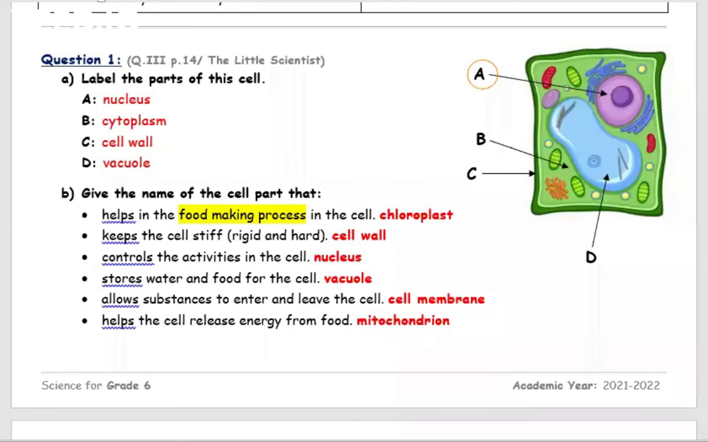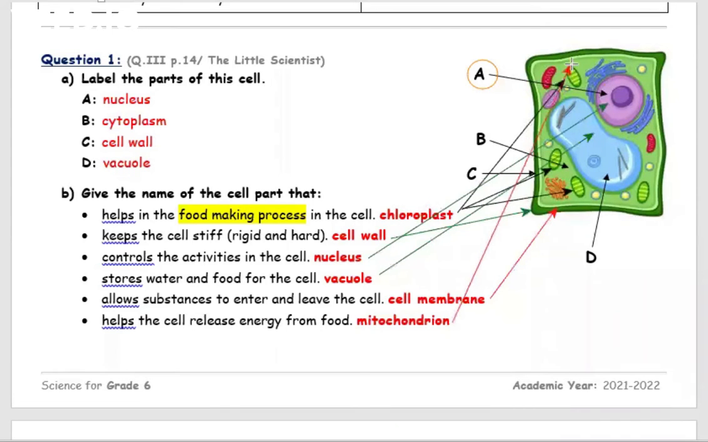Okay, let me do something. Here we have the chloroplasts. And we have right here the cell wall, which is the outside. Here is the nucleus, the blue vacuole, the cell membrane, and the mitochondrion. And here they are colored in red.